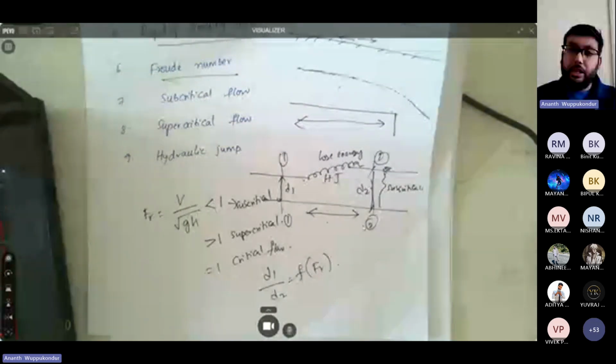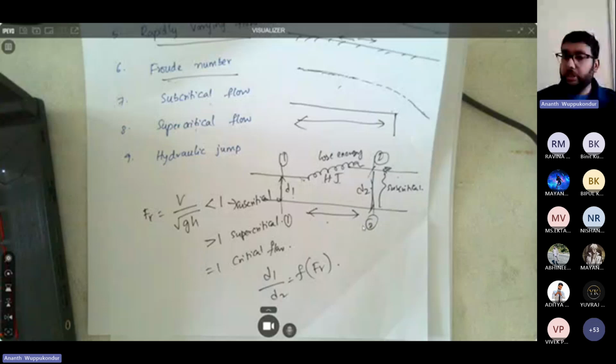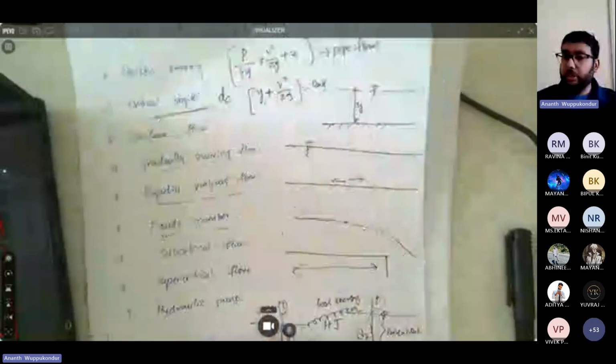So these are some of the concepts that you might be repeatedly seeing when we talk about open channel flow, and especially in design of dams or irrigation canals.